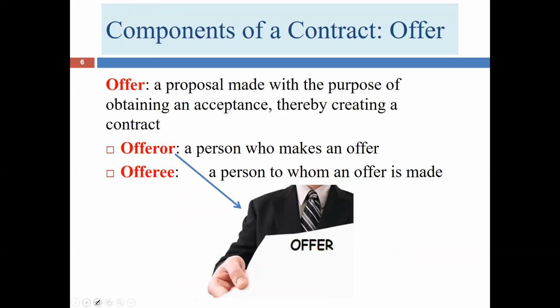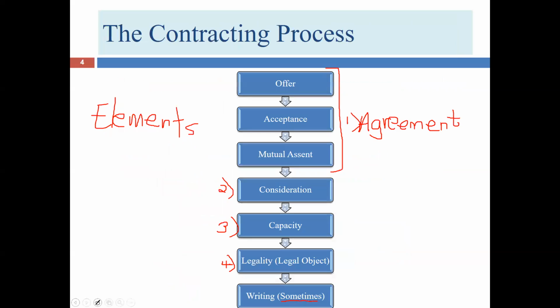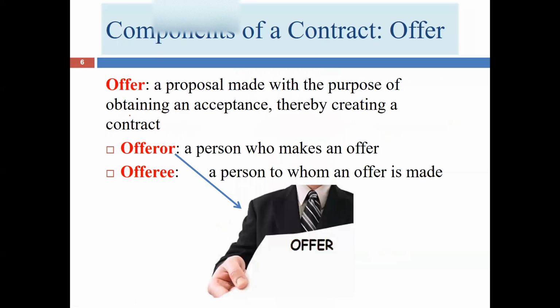Okay, so we have an offer. That is going to be, as you recall, the first element of our contract. So what is an offer? And again, we can see this is in red. This is a definition from the textbook. It's a proposal made with the purpose of obtaining an acceptance, thereby creating a contract. So we make an offer in the hopes that someone will accept the offer. And the person who makes the offer, we can see it ends with OR, it's the person who's making this offer, who's creating the offer.